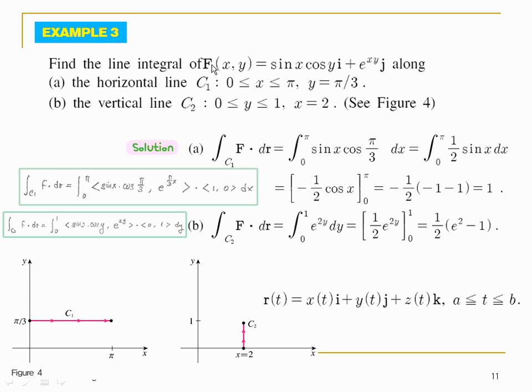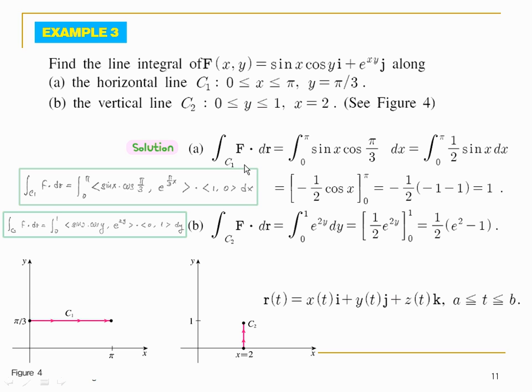Okay, next example. Find the line integral of f(x,y) = sin x cos y i + e^(xy) j along this horizontal line. The second problem is to do the same thing along the vertical lines. The horizontal line is C1. This vertical line is C2.